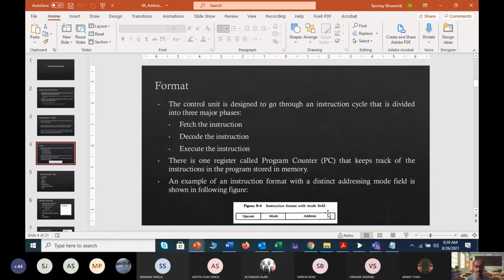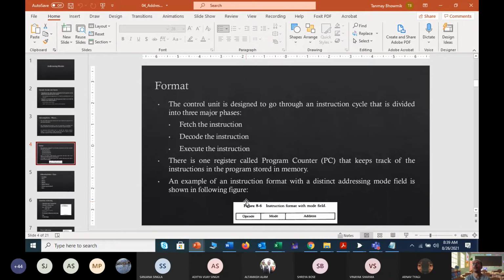Maurice Mano book, this structure. This whole addressing mode has been taken from Maurice Mano. So if you follow the book, you will get the same thing that has been written here. So the format is that you first provide the opcode, then the mode, and then the address. So how will this mode be there?